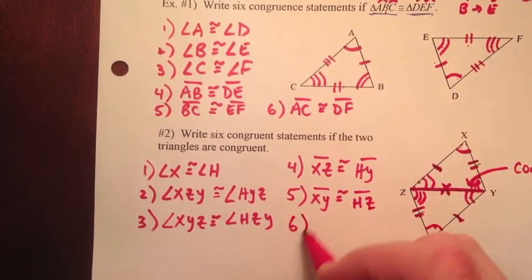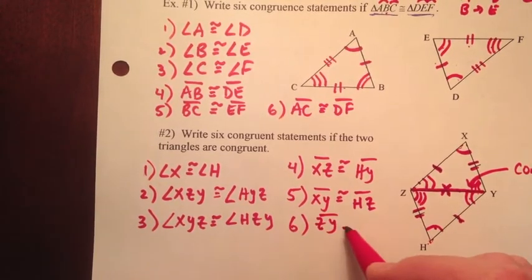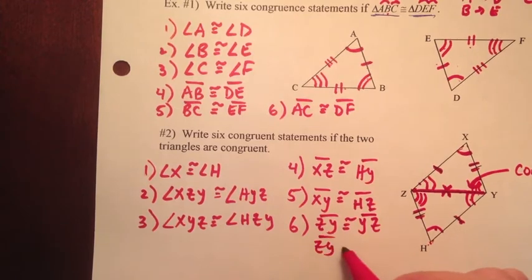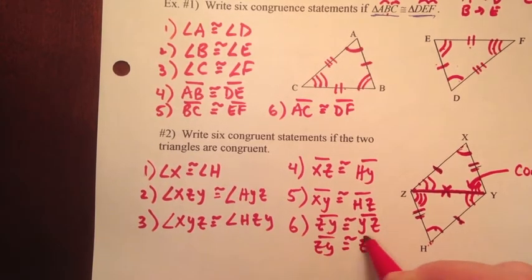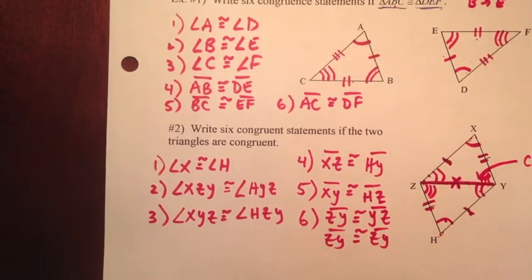And then the last one here, you could say that ZY is congruent to YZ. Alright, those mean the same thing right there. If you say ZY is congruent to ZY, that's fine as well. Okay, and that's the end of that problem. We wrote the 6 congruent statements.